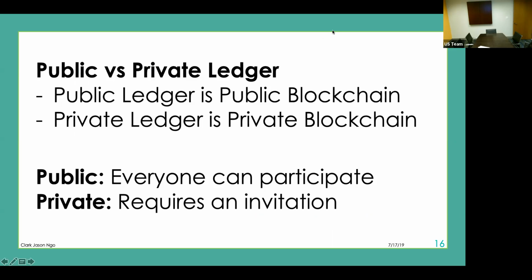So what is a public versus private ledger? A public ledger, if you talk about blockchain, is a public blockchain. And a private ledger, in blockchain terms, is a private blockchain. So with public, everyone can participate. Let's say my computer, your cell phone, it could be a node in the network to participate in that blockchain. In private, it just requires an invitation, meaning if I'm a bank, I don't want other people to have access to my blockchain, or my ledger.